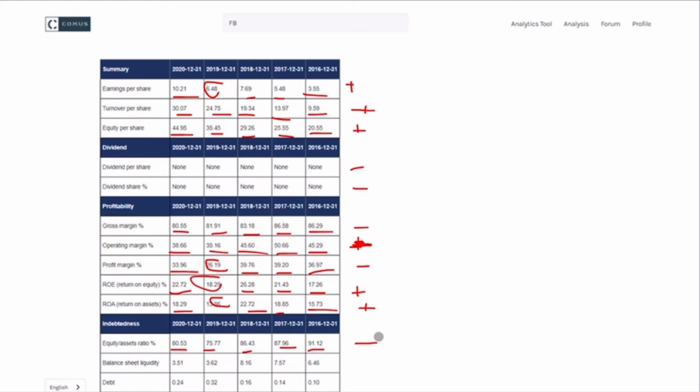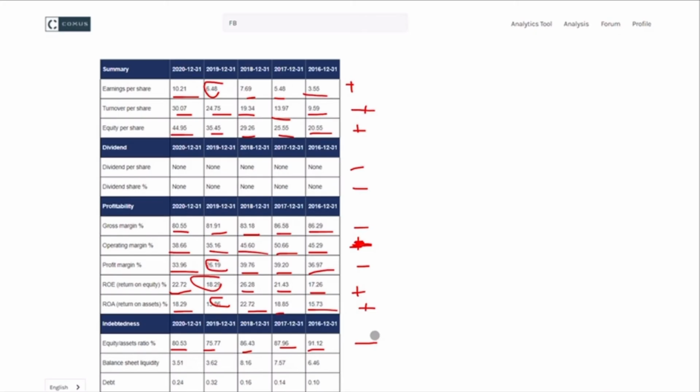Balance sheet liquidity, same thing as solidity, but here it looks at the company's financial strength for the long term, and it went from 6.4 down to 3.5. It went up a couple of years and then fell off. Overall I like to see these numbers improve, so that is a minus for me.